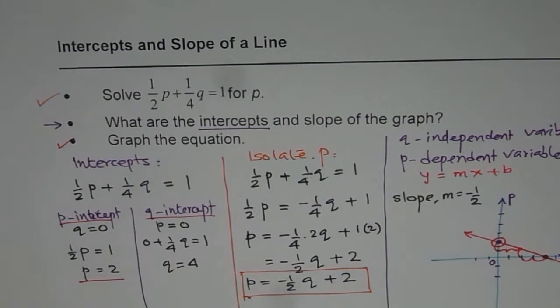I think with this it all comes together, and you understand and appreciate how to find intercepts and the slope of a line, and to appreciate which could be the independent variable and which could be the dependent variable in a given situation. I hope that helps. We'll take one more example like this. I'd like you to pause the video and do that example first and then look into the solution.